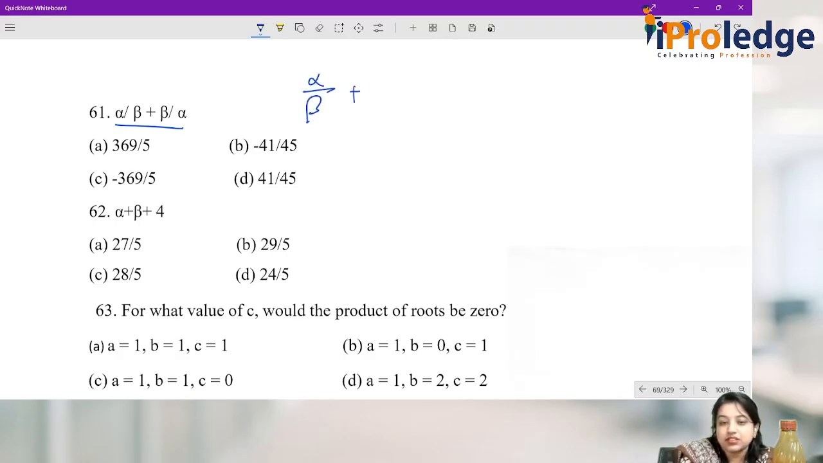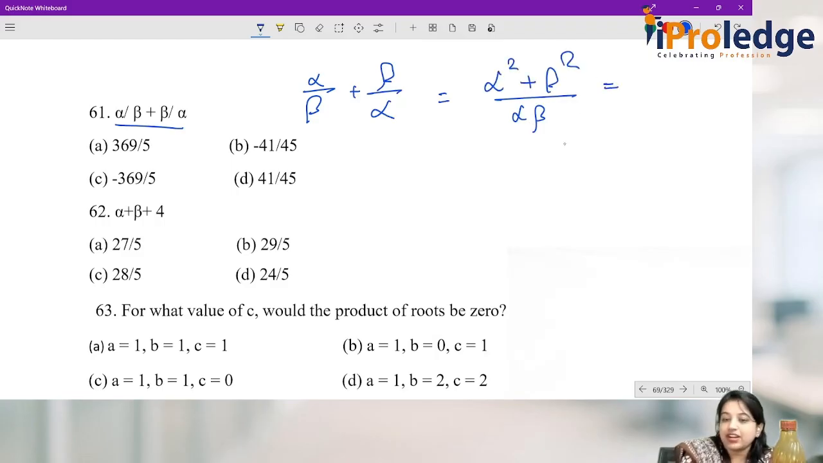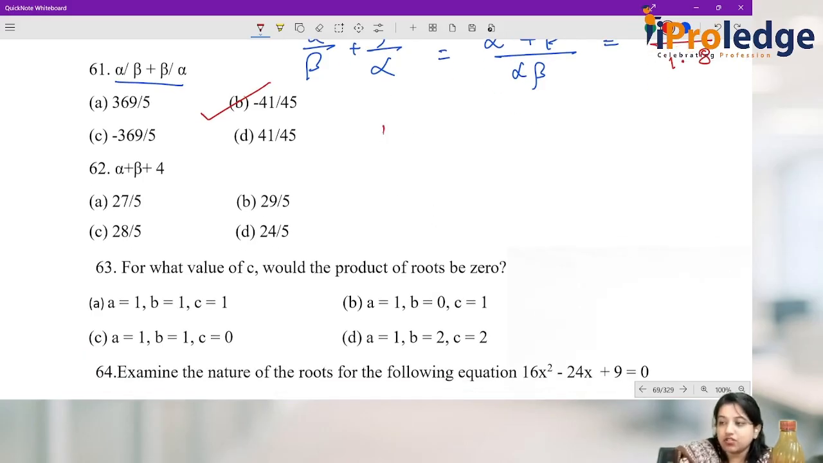Alpha by beta plus beta by alpha. First statement, we go: alpha square plus beta square, already we know alpha square plus beta square. What's the answer? Minus 1.64 by 1.8. Answer is option B, minus 0.91. Now I have given one more, alpha cube plus beta cube.